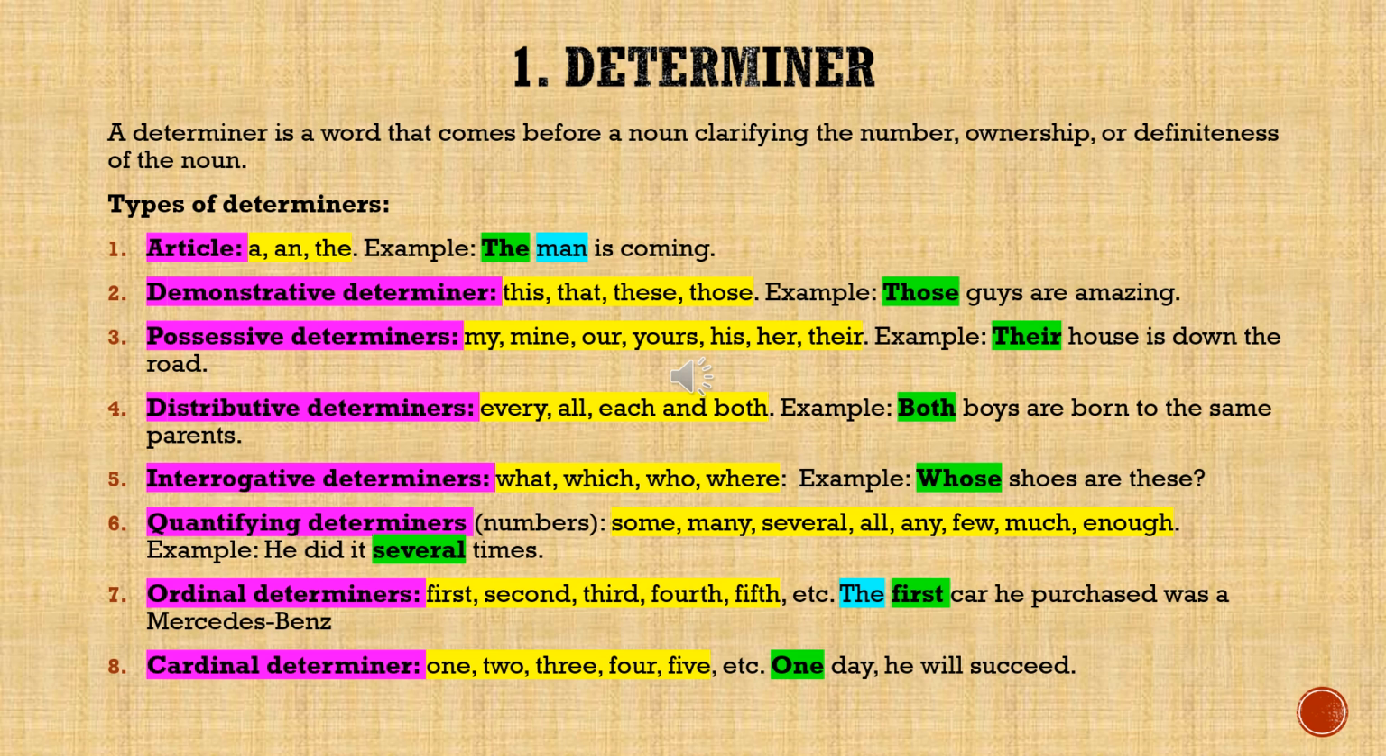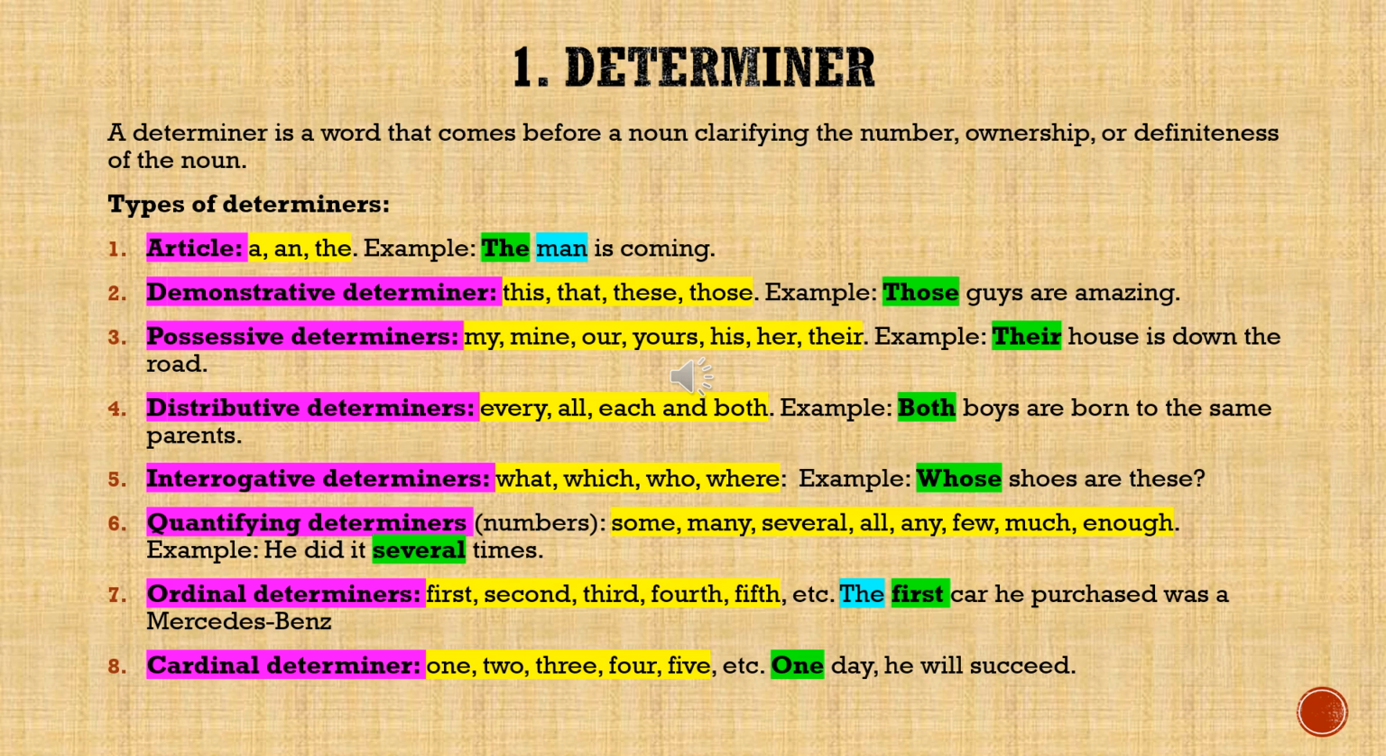6. Quantifying determiners, also known as numbers. Quantifying determiners are some, many, several, all, any, few, much, enough, etc. In the sentence, "He did it several times," several is a quantifying determiner.